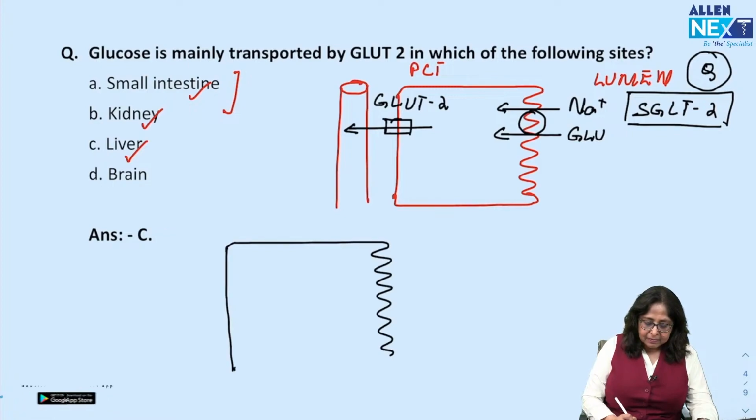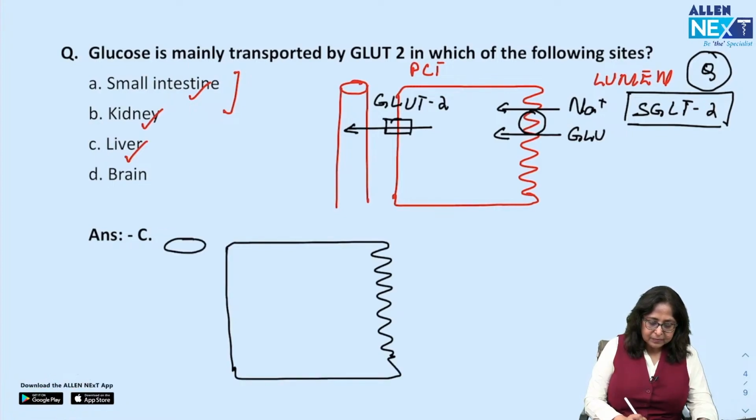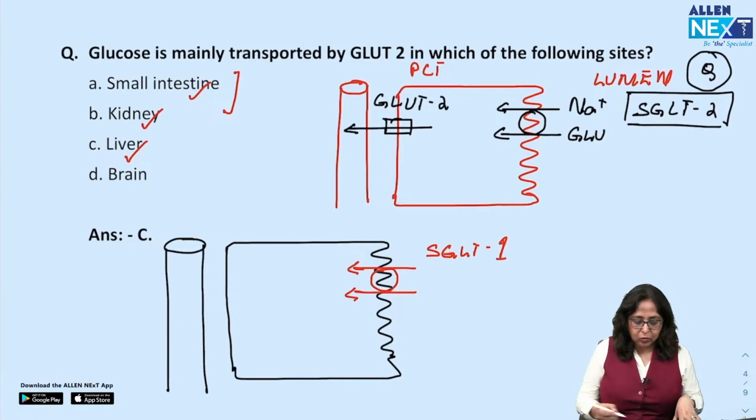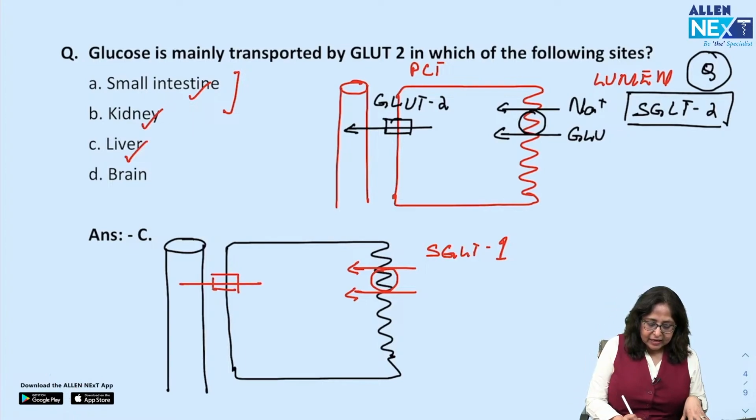similar mechanism for absorption. So you have the SGLT1 on the luminal side, again a secondary active co-transport, and on the basal side you have GLUT2.